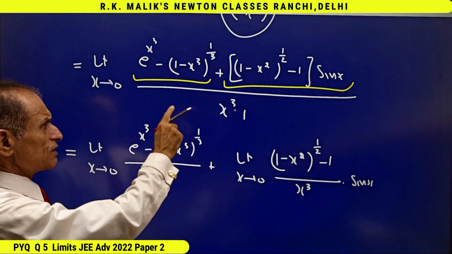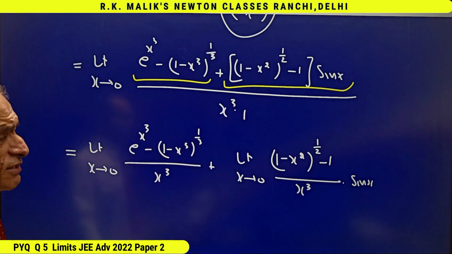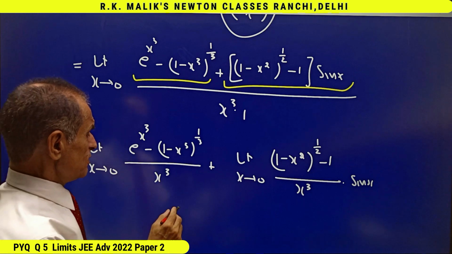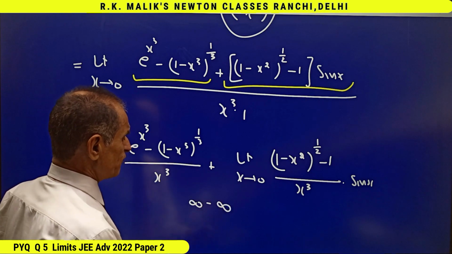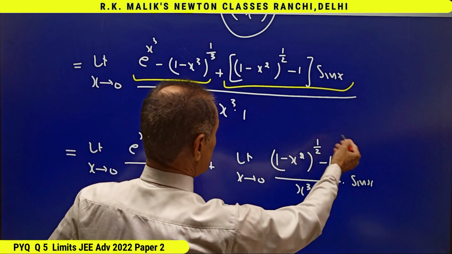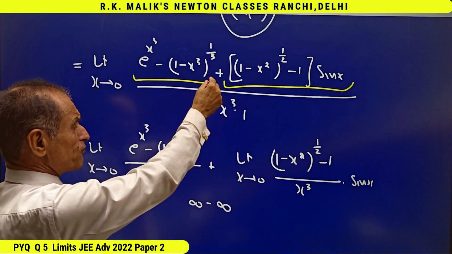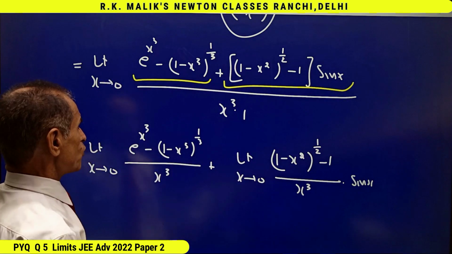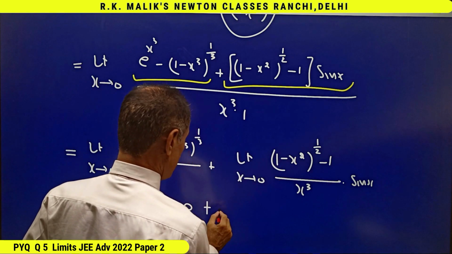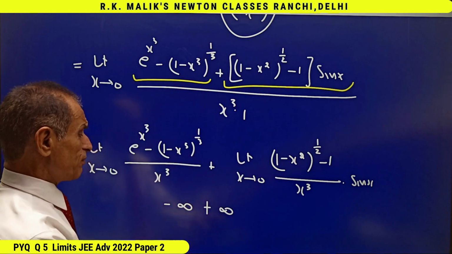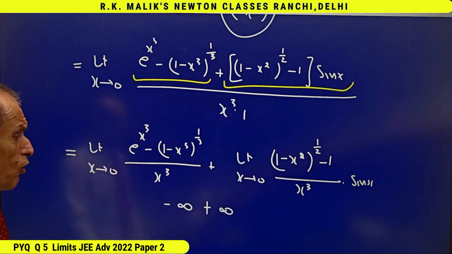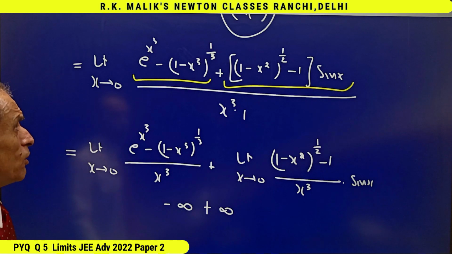Note that separating a limit into two parts is not always allowed. Only in one case it is not allowed, and that case is in the form of infinity minus infinity. Suppose the limit of this part is infinity and the limit of this part is minus infinity. In that case, coming from here to here will not be allowed. Or suppose by chance the limit of this part is minus infinity and the limit of this part is infinity, again it is of the form infinity minus infinity. In that case, separating the limit into two parts will not be allowed. Otherwise, it will always be allowed.